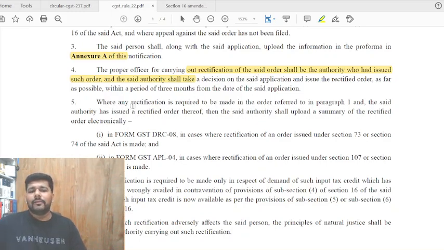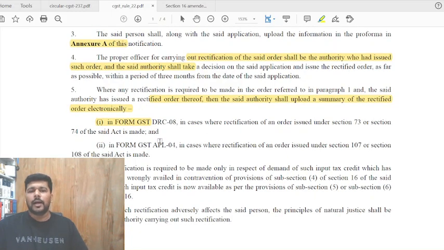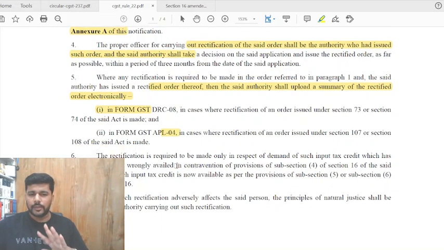Now, what they're saying is that where any rectification is required to be made in the order referred to in paragraph 1, and the said authority has issued a rectified order, then the said authority shall upload the summary of rectified orders electronically in form DRC 08, or if it is an appeal case, then APL 04. Fair enough.